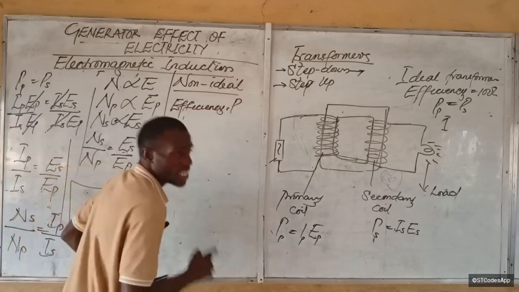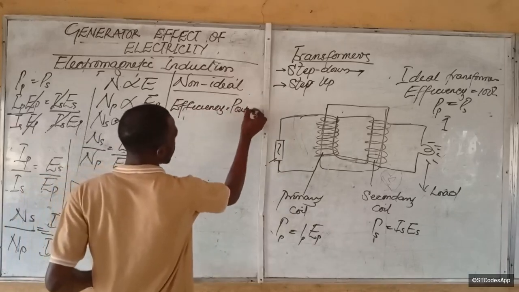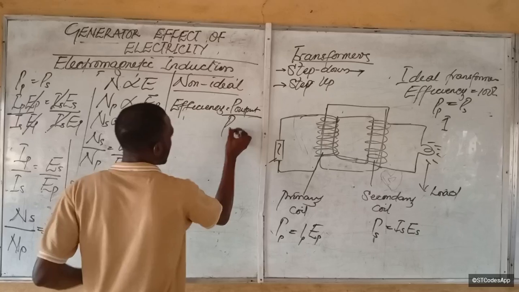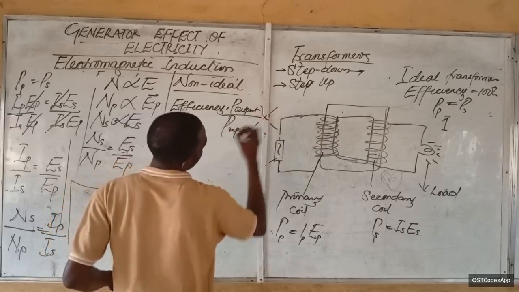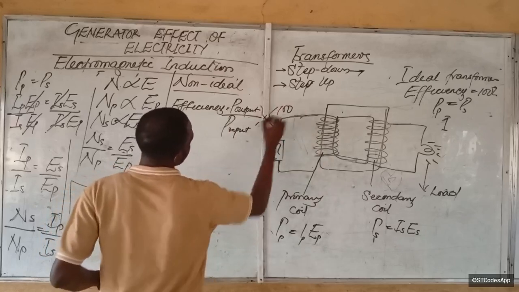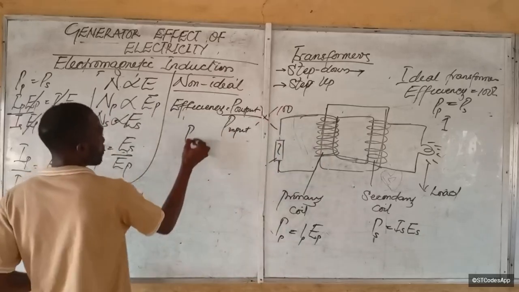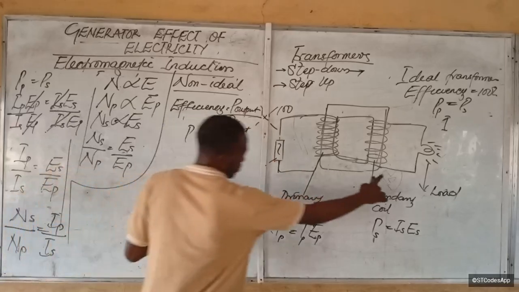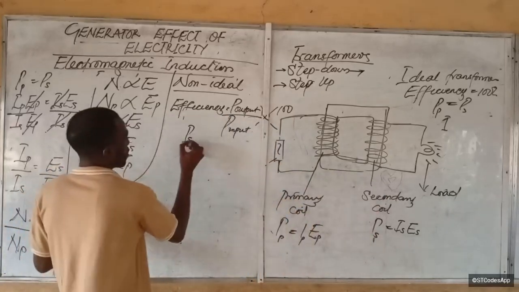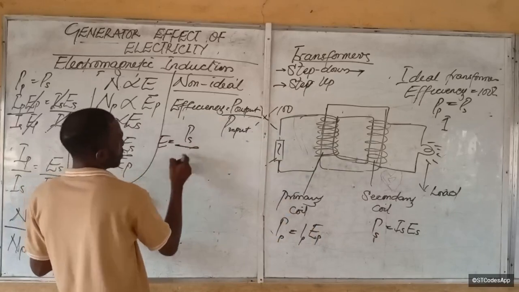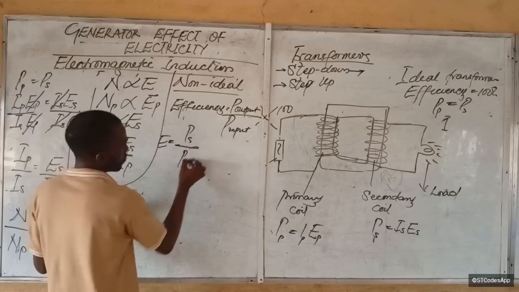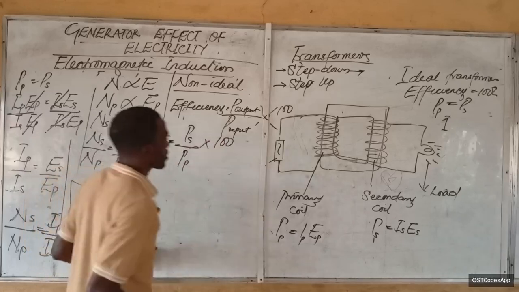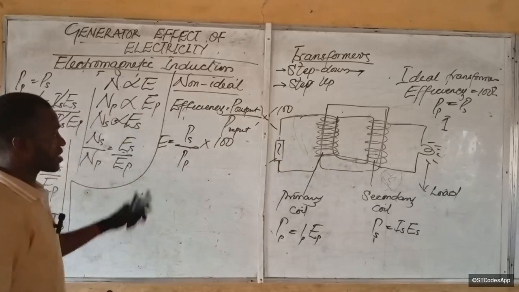So the efficiency is such that the power in the output over power in the input times 100. Is that okay? So we say the power in the output is P sub S. Efficiency is P sub S over P sub P times 100. Is that okay? So that is the efficiency.